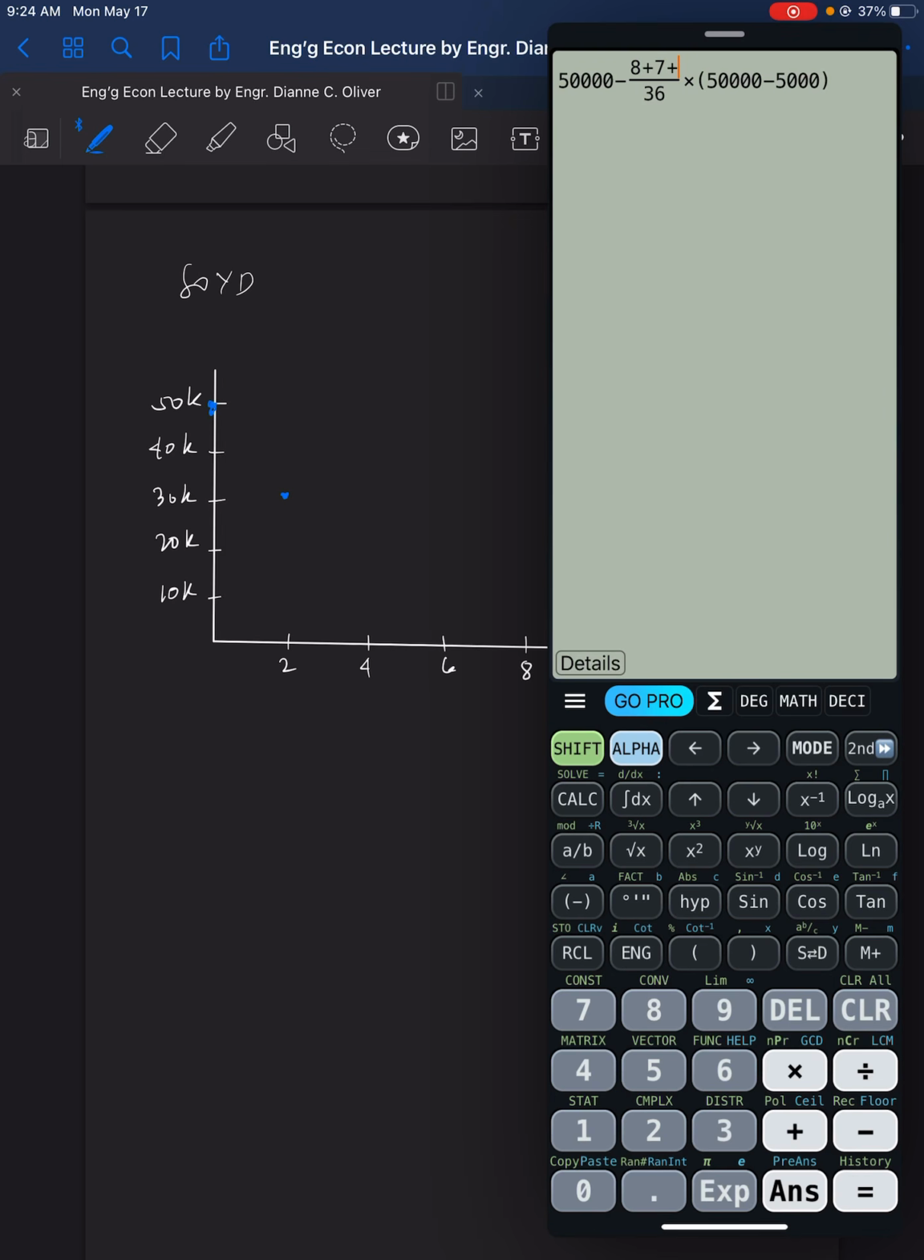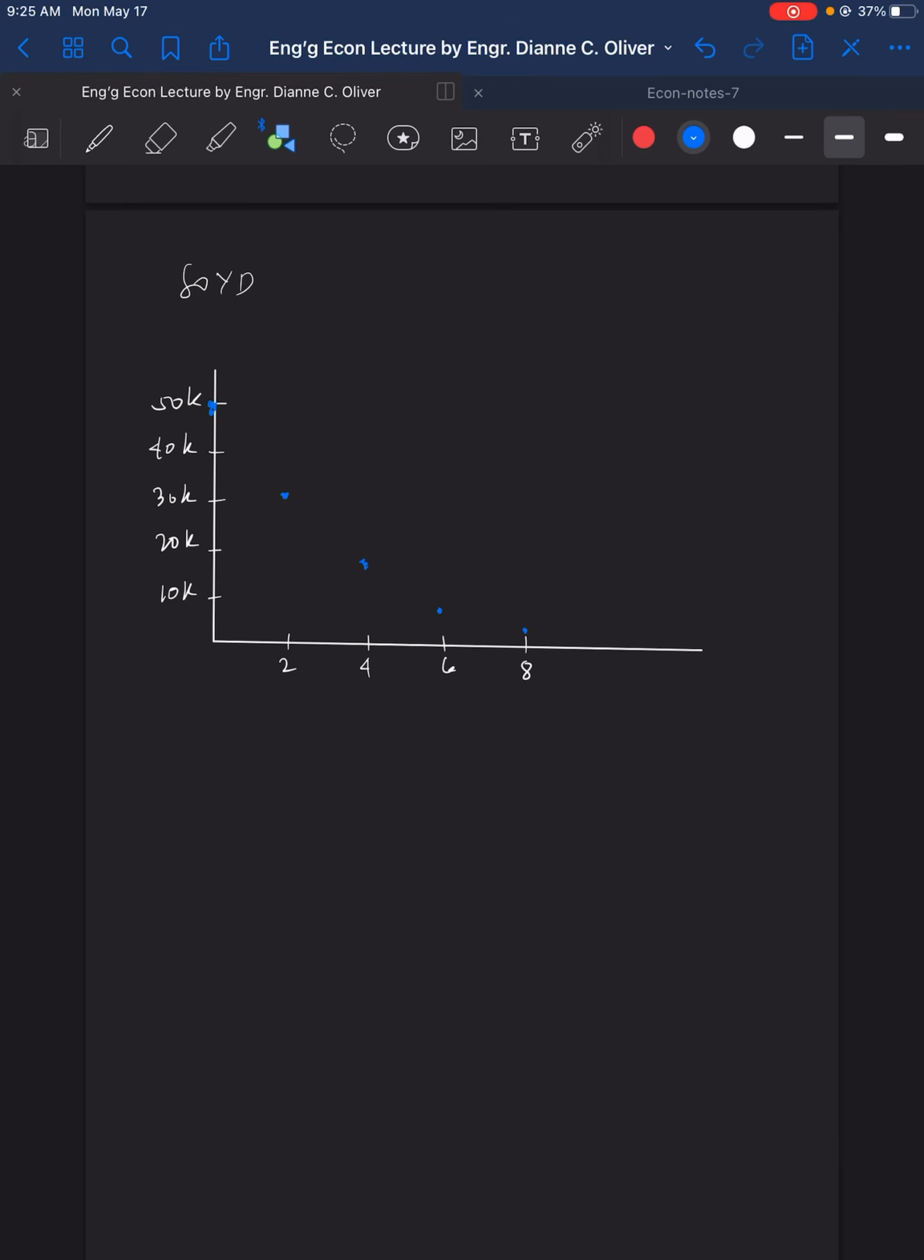Then let's go to the fourth year. 6, 5, 17, 5. So here we go, the 17 here. Then the sixth year would be 4, 3, 8. Then finally, the eighth year, 5,000. So for the sum of years digit method, we will have a curve that is opening upward.